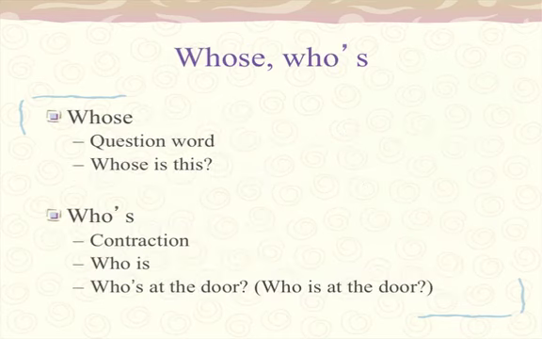Whose and who's. WHOSE is a question word, as in whose is this? And then a WHO apostrophe s is the contraction, who is. Okay? So again, a slight difference in terms of meaning, even though they sound the same. So we really need to make sure we remember what those are and figure out how they can be told differently.